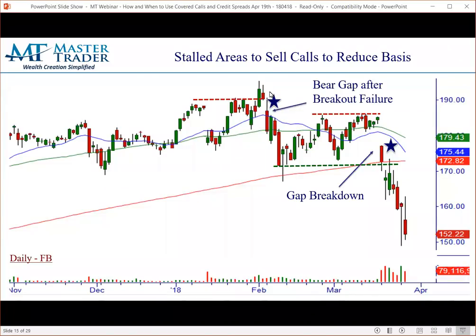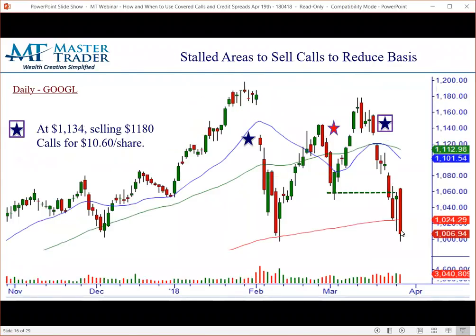This one, I'm not going to even give you numbers. Facebook had a breakout, inside bar, bearish gap. Boom, that's your time to do it. Rallied up to resistance, rallied up to resistance, then bearish gap down. That is the time. Short your out of the money calls right at this red line. And you can see it just tanked from there.